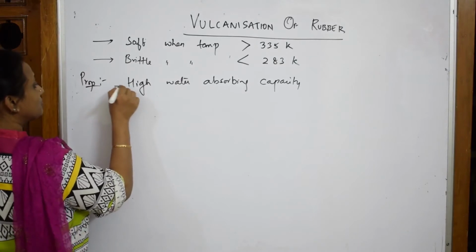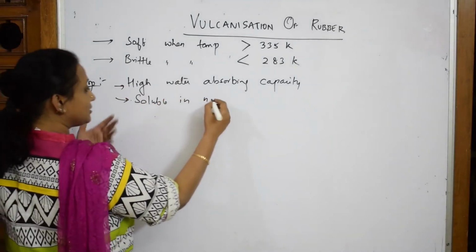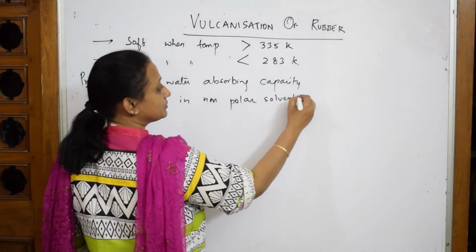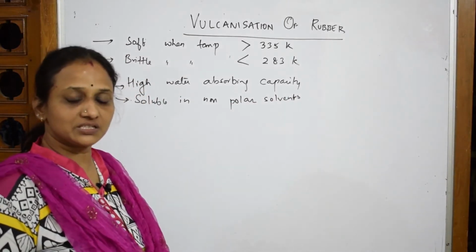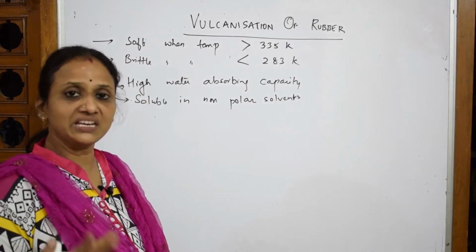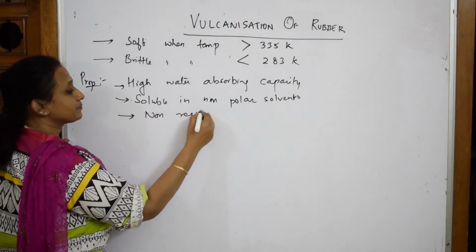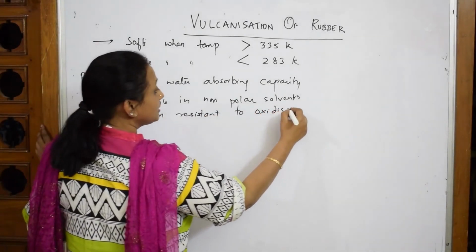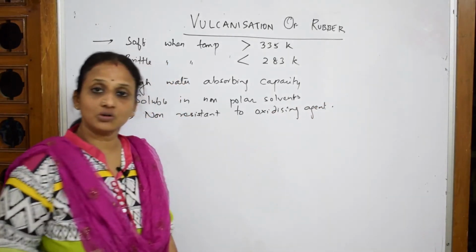So, next important point you have to write is soluble in non-polar solvents, because if it is soluble in non-polar solvents, this also is a problem. It should not be soluble, isn't it? It should be stiff and durable enough to use for many years. It's important, they are non-resistant to oxidizing agents. Okay, because of these properties, what do we do? They are going to improve all these properties.